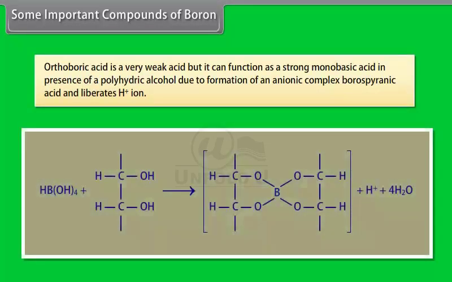Orthoboric acid is a very weak acid, but it can function as a strong monobasic acid in the presence of a polyhydric alcohol due to formation of an anionic complex, borospiranic acid, and liberates H+ ions. Let's take an example.